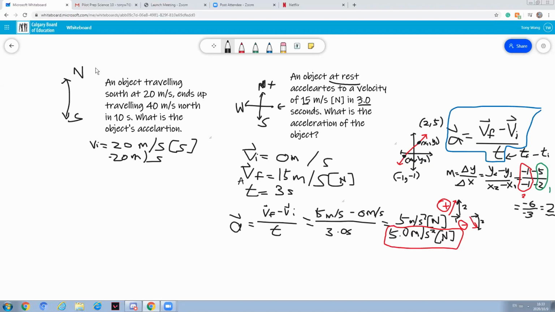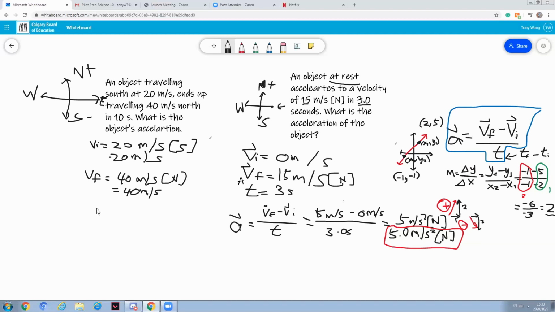North, south, plus, minus. Just do something like this before you do the question, okay? All right, what's next? And then the final velocity is 40 meters per second, and it's north, so it's positive. And what's next? And so we're going to use the 40 meters per second north.